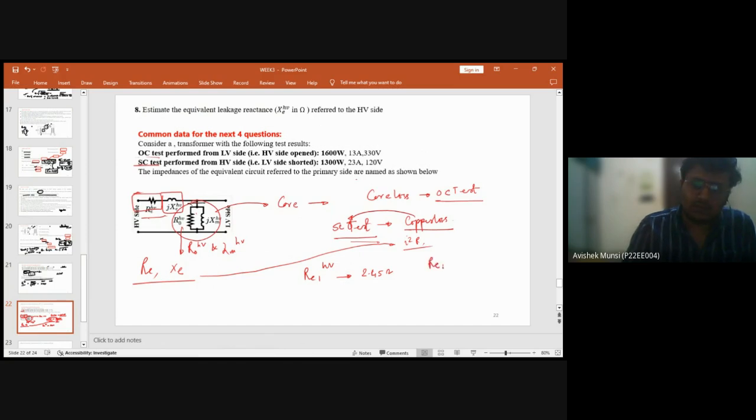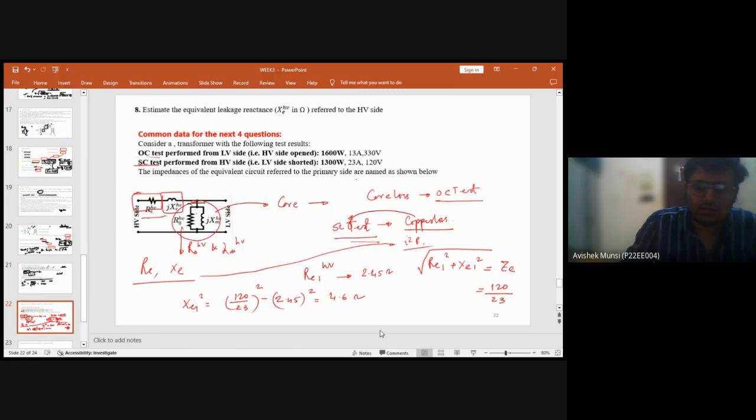We know that Z equal to the total impedance, that is equal to this voltage by the current. Fine. So to calculate it, XE square is equal to Z square minus 2.45 square. If we calculate it, it is around 4.6.